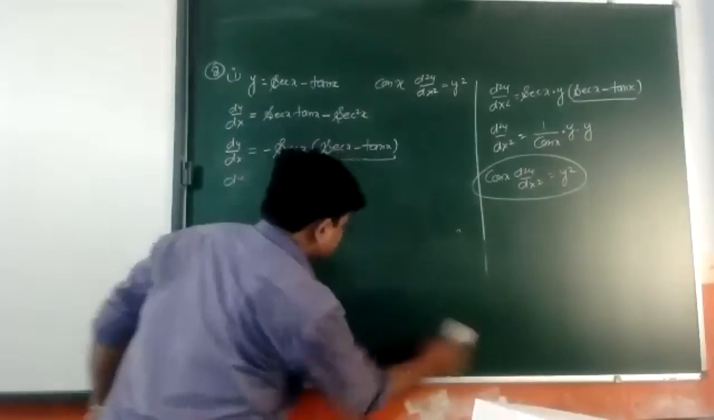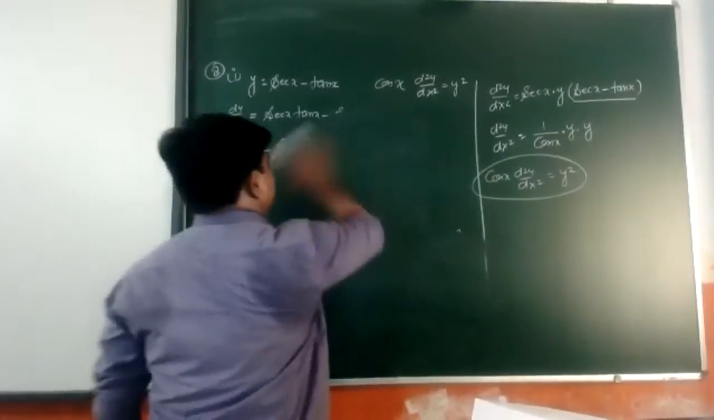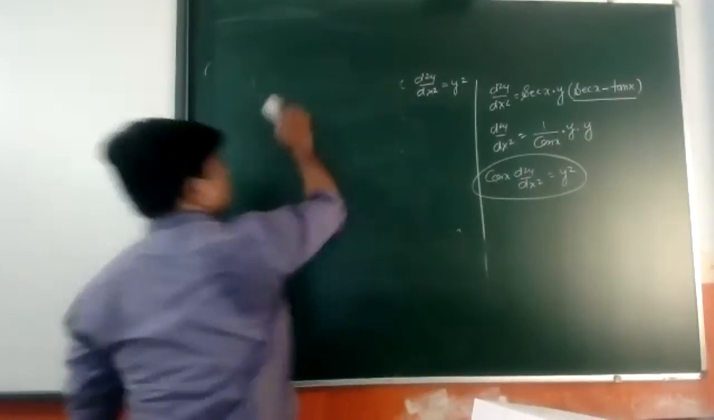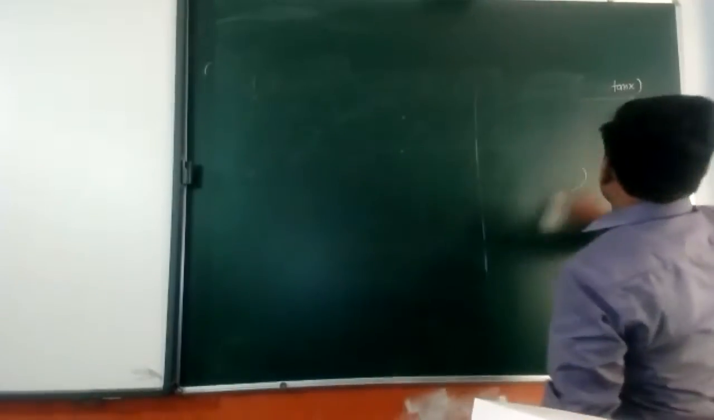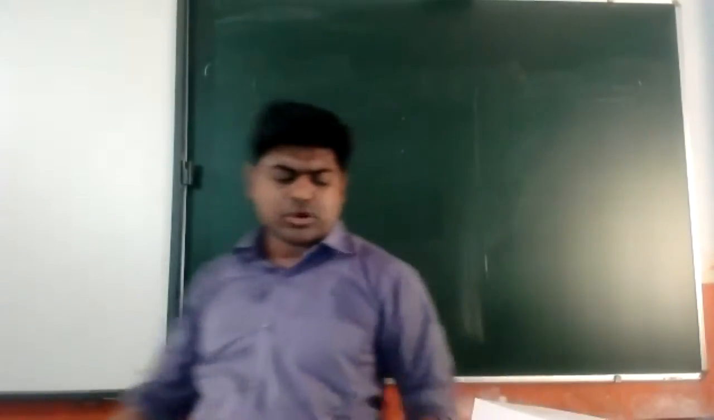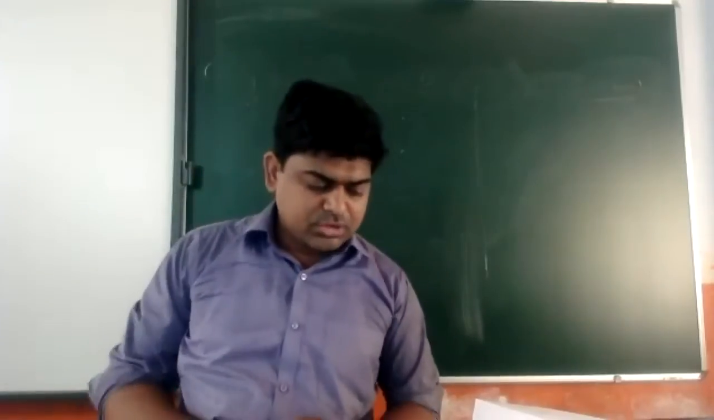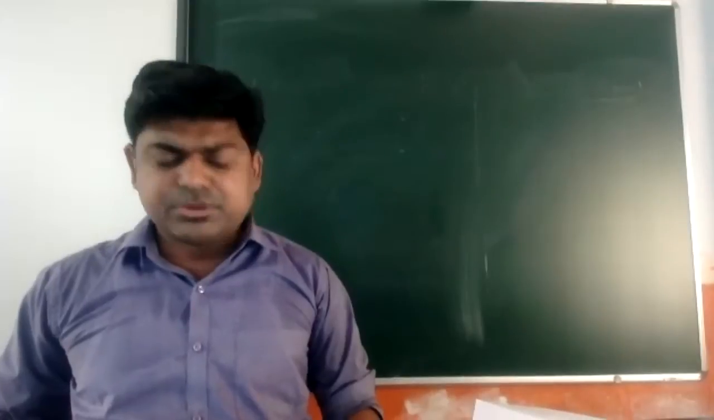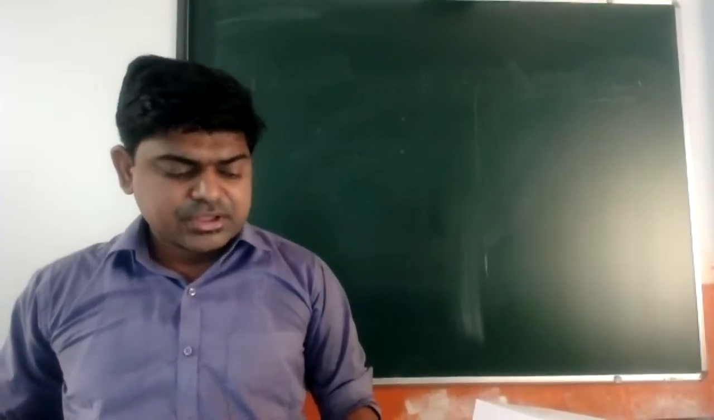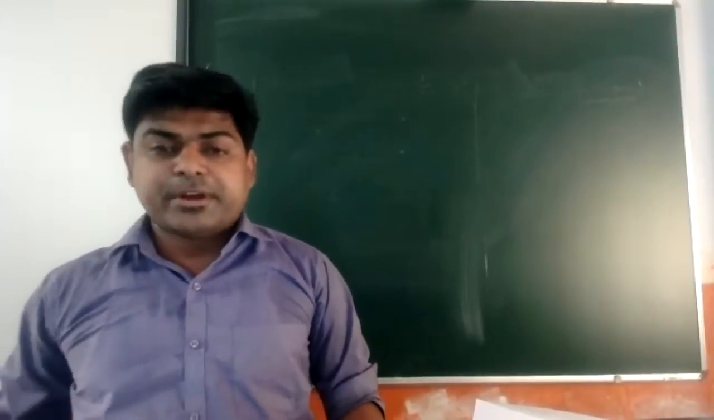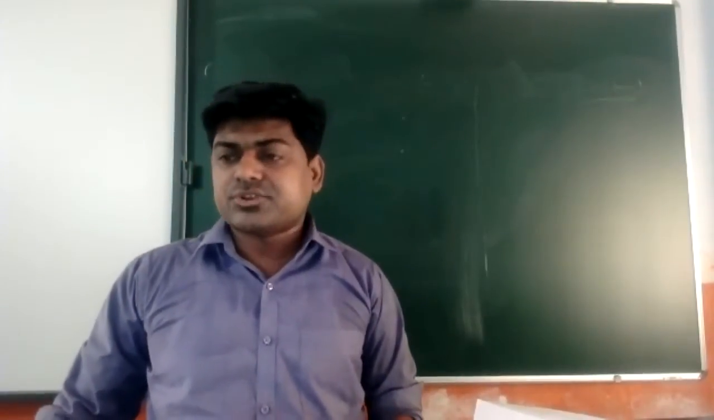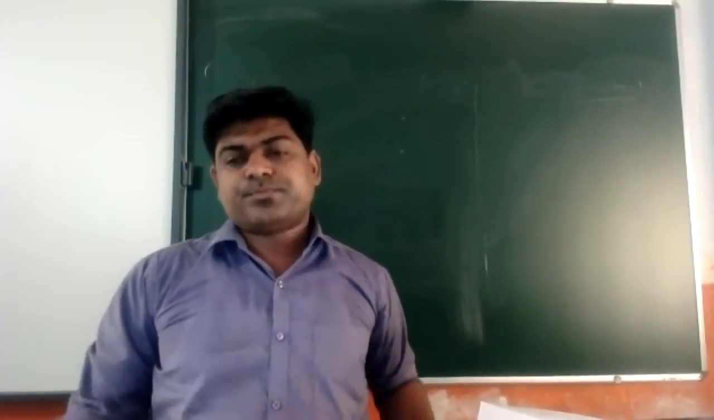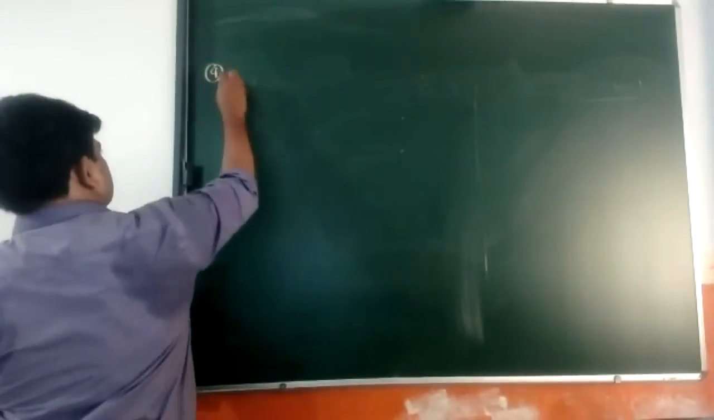In the third one, y is equal to something as given, and we have to find d2y by dx square. Listen carefully to what is given. Question number 9, third part: y is equal to a e to the power 2x plus b e to the power minus x is given, and we have to prove that d2y by dx square minus dy by dx minus 2y is equal to 0. Let me write this question once. Question number 9, third part.